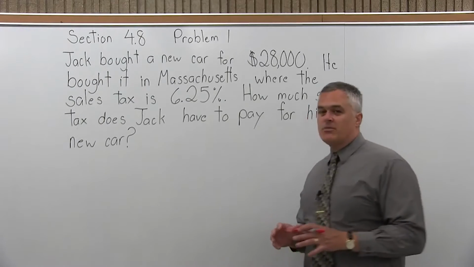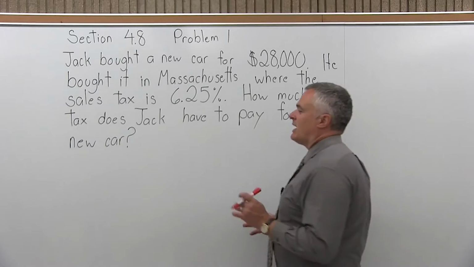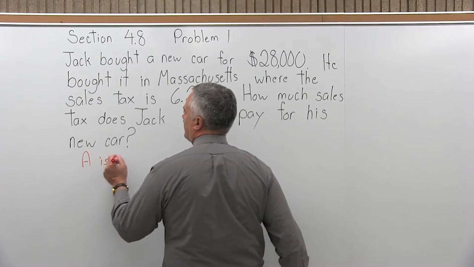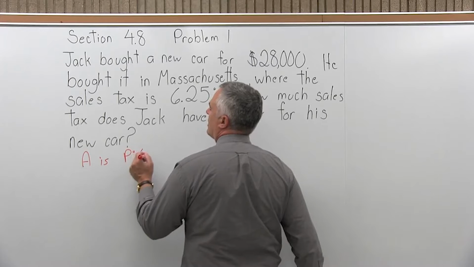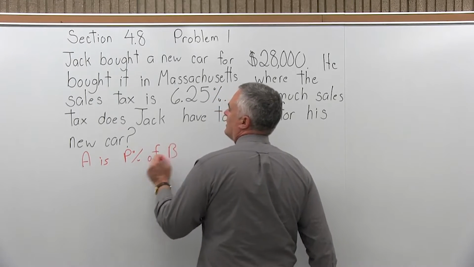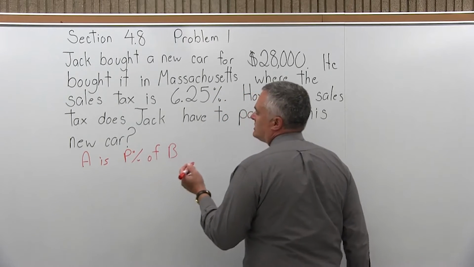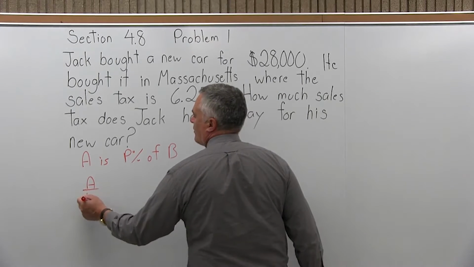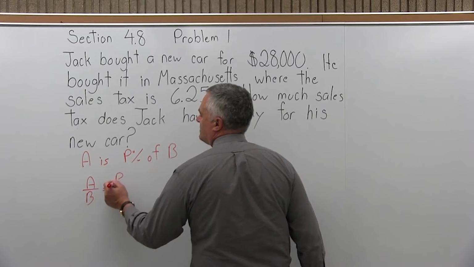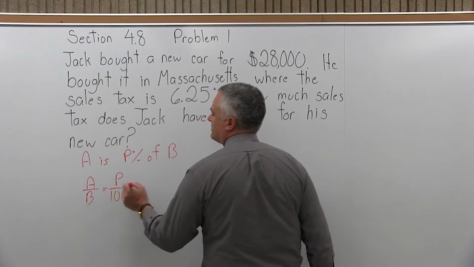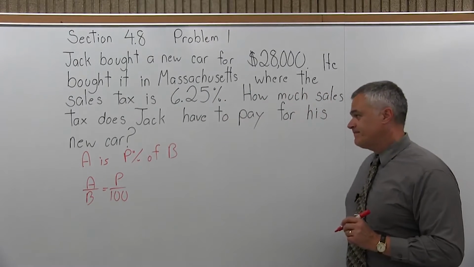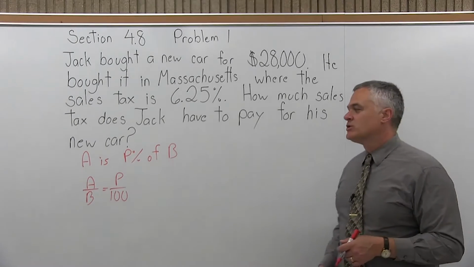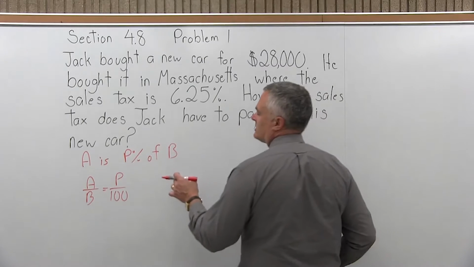So, any type of percent question that I do, I like to rewrite the problem in the form A is P percent of B, and then use the formula A over B equals P over 100. There are other ways to do these, but this one formula works for pretty much all percent problems. That's why I like to do it this way.